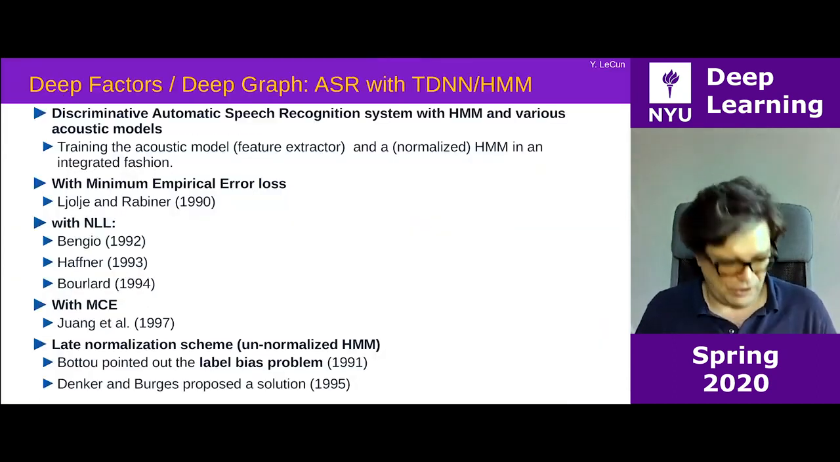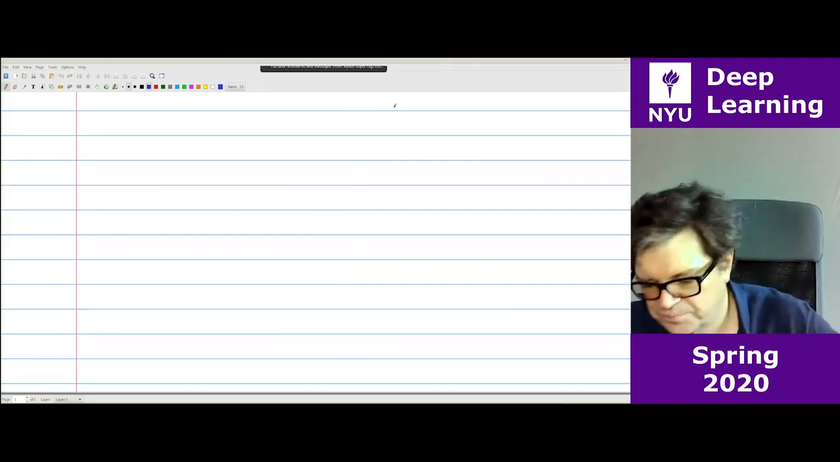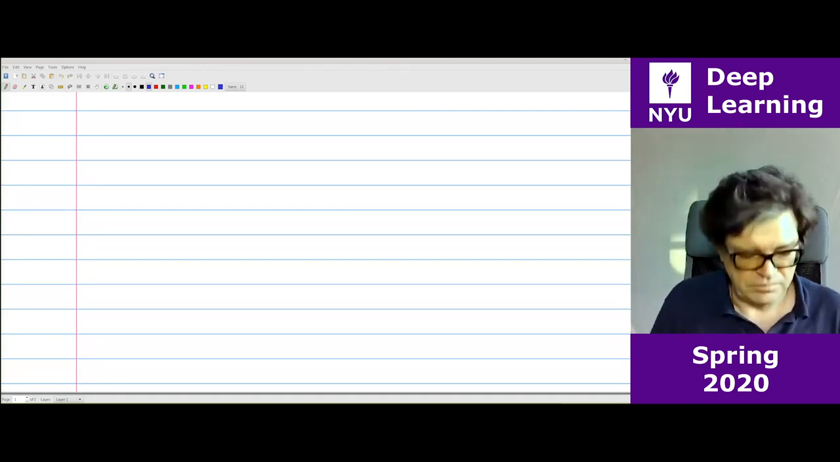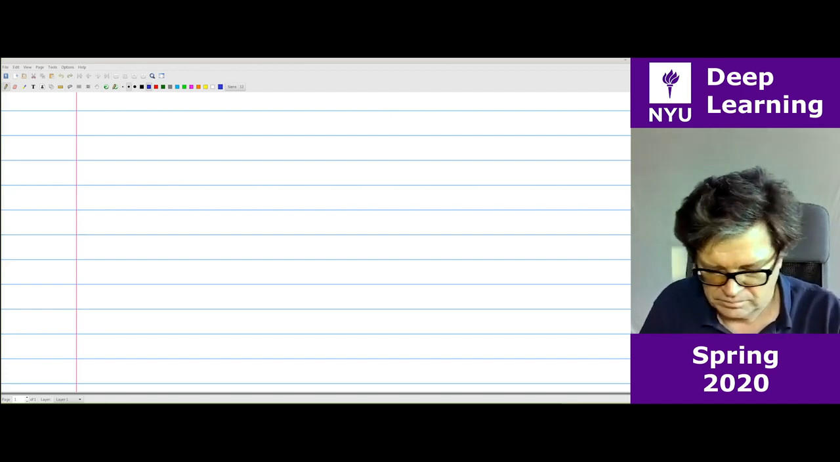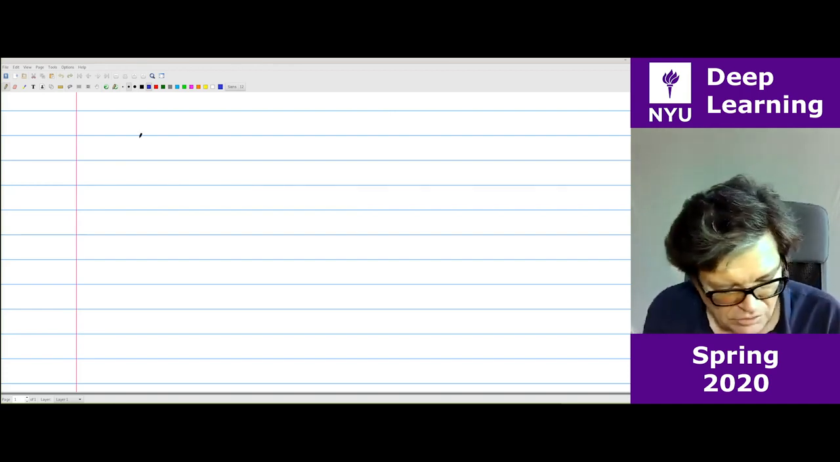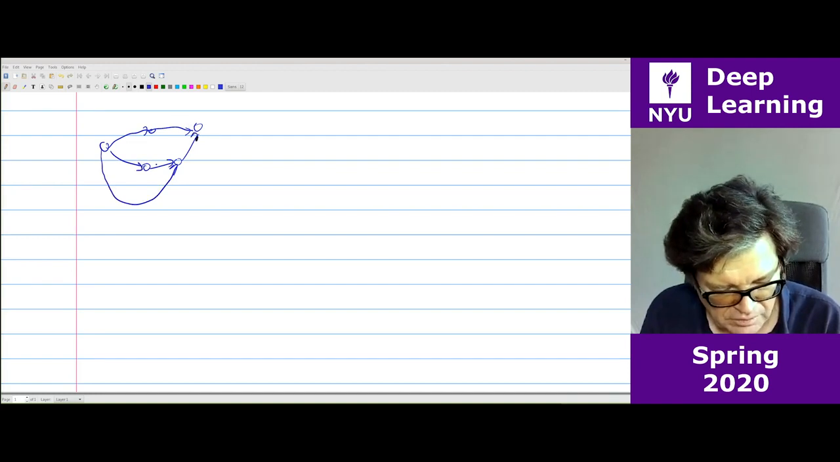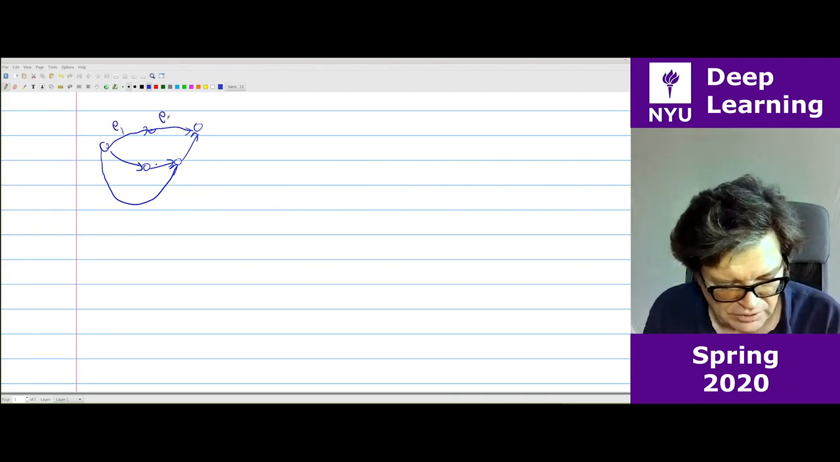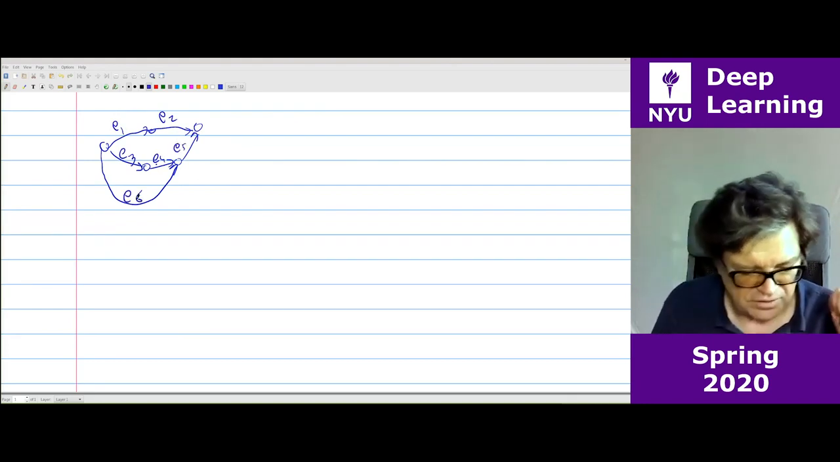And I don't have a slide for this, so I'm going to switch to drawing it. Okay, so you have one path, you have another path, and maybe another path that skips over here. And each of those has an energy, right? E1, E2, E3, E4, E5, E6, let's say.